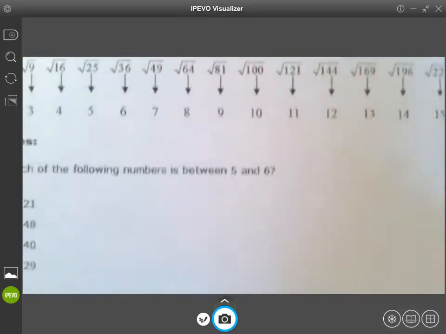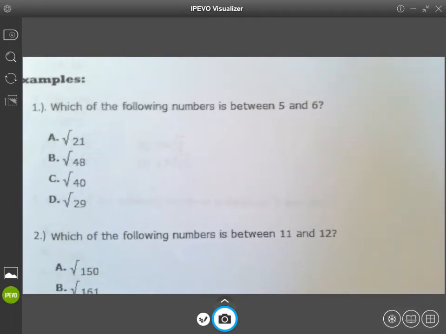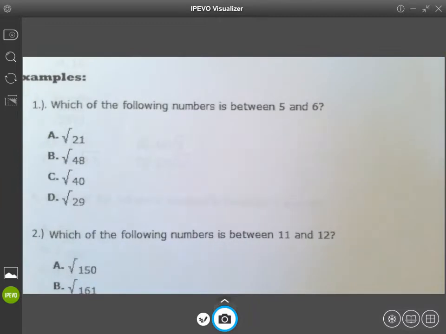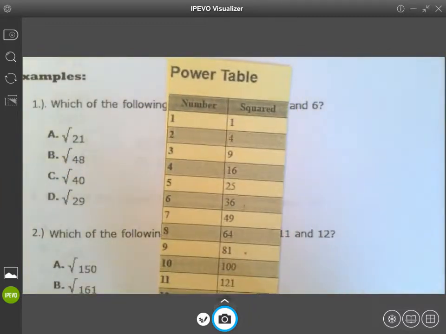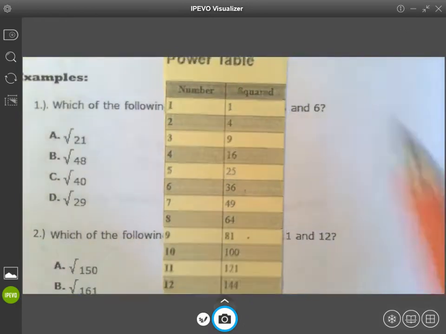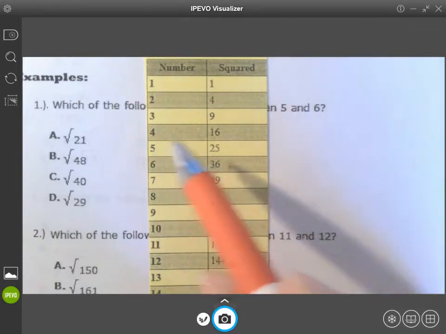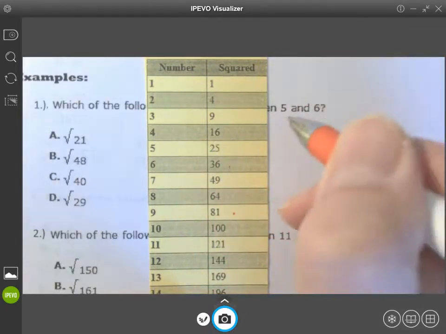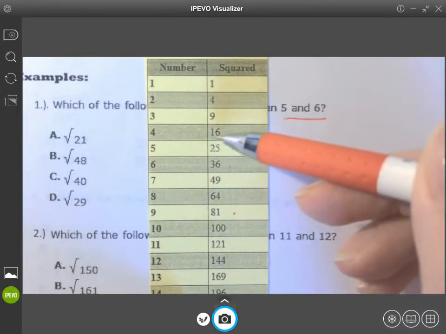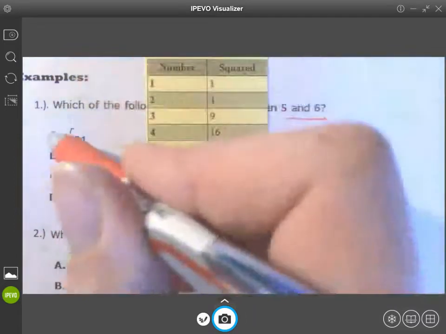Now, what's different here is we're asking you which number is between 5 and 6. So I know the square root of 21, if you think about your perfect square list, would be less than this, right? I want to be between 5 and 6. Square root of 21 would be between 4 and 5, so that's not it.